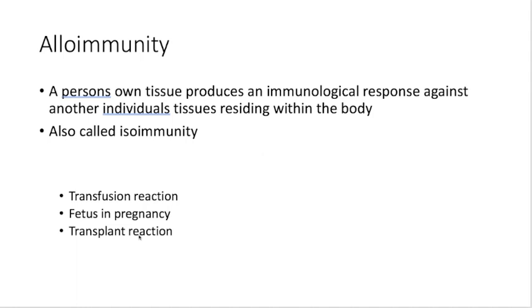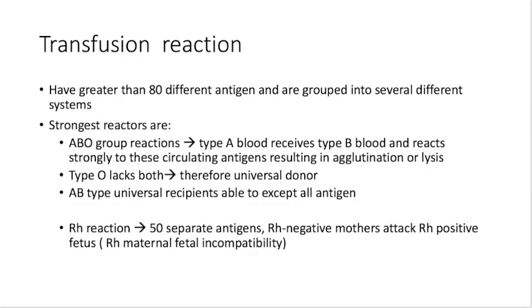So transient neonatal alloimmunity, because the fetus is a hybrid between the mother and the father, it expresses paternal antigens that are not found in the mother, and that ultimately is what reacts. So we have mother plus father, and since the mother is the host, she does not like dad, and we get an alloantibody reaction. So strongest reactors, type A blood receives type B blood, reacts strongly because the circulating antigens result in agglutination or lysis of the cells.